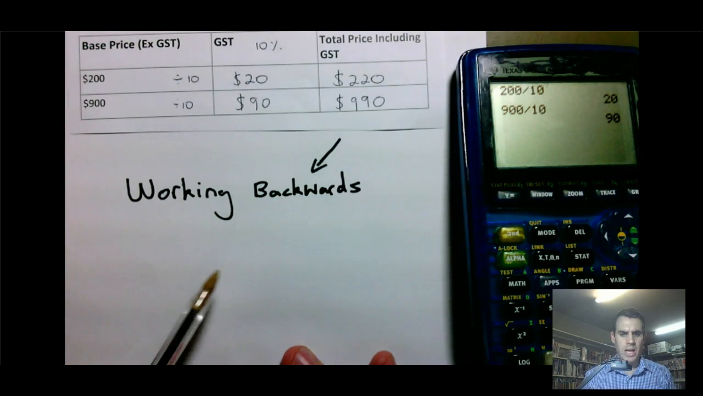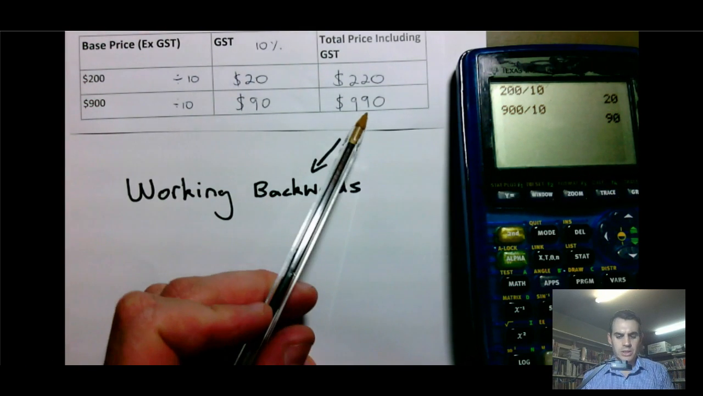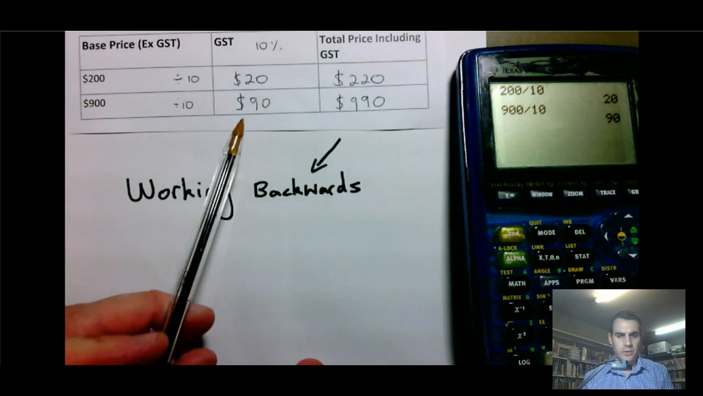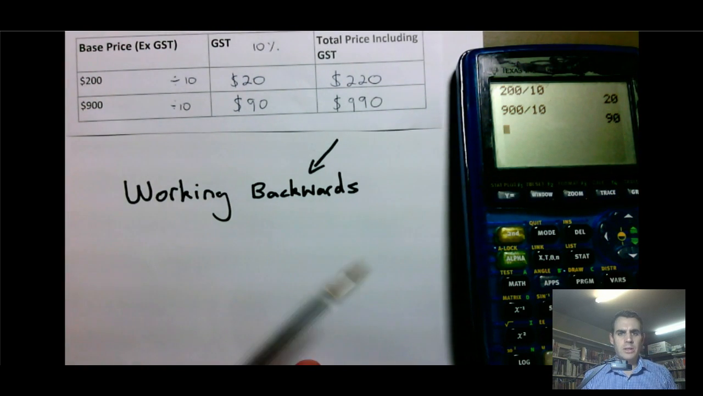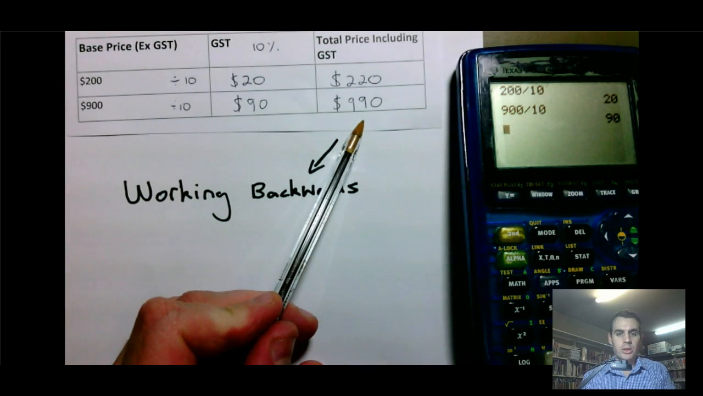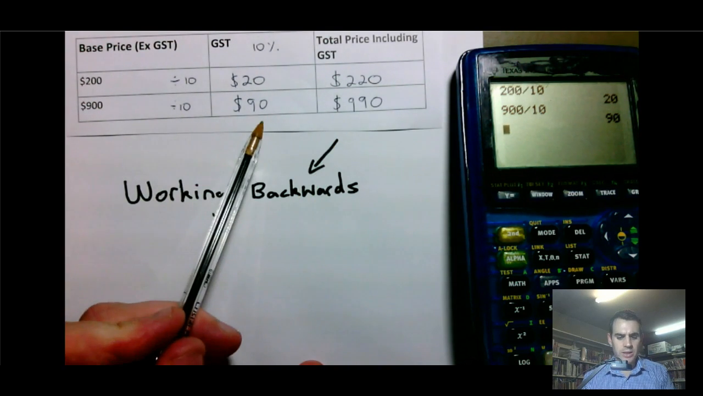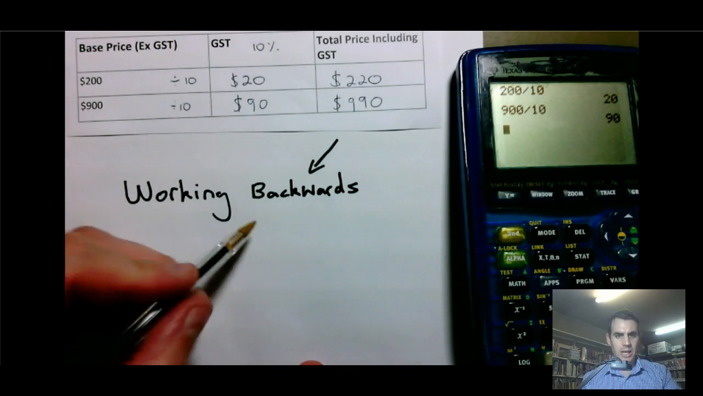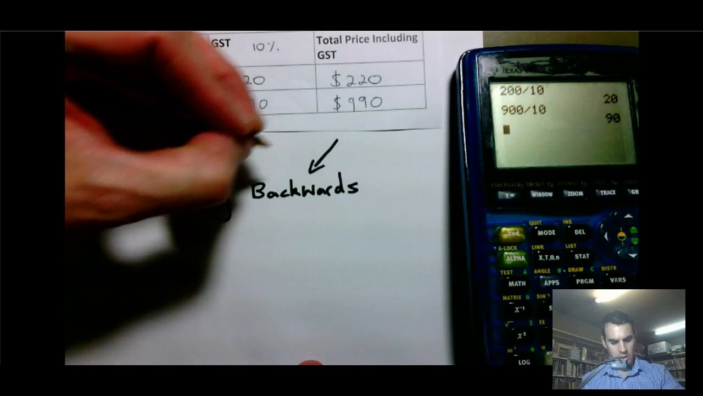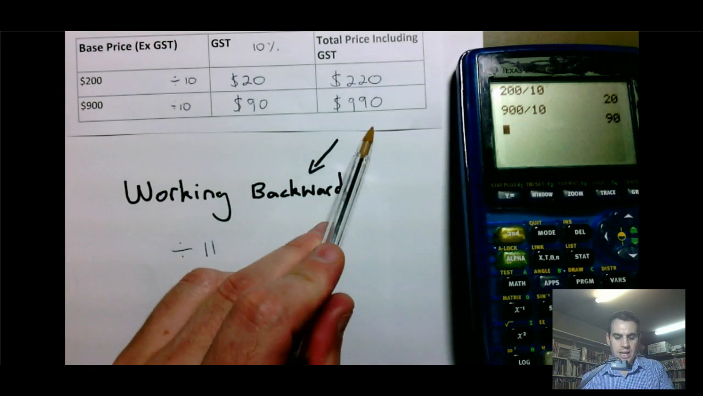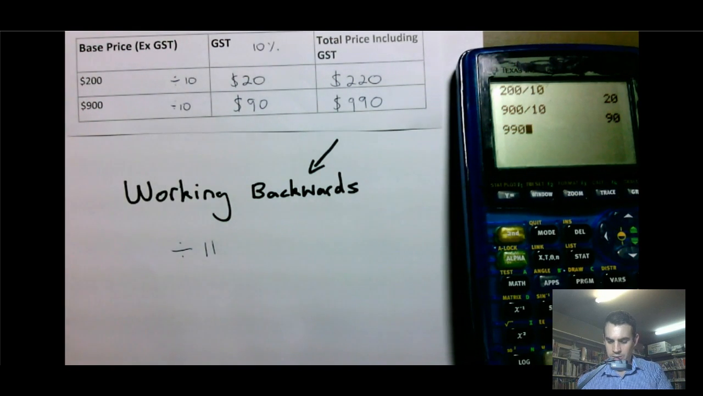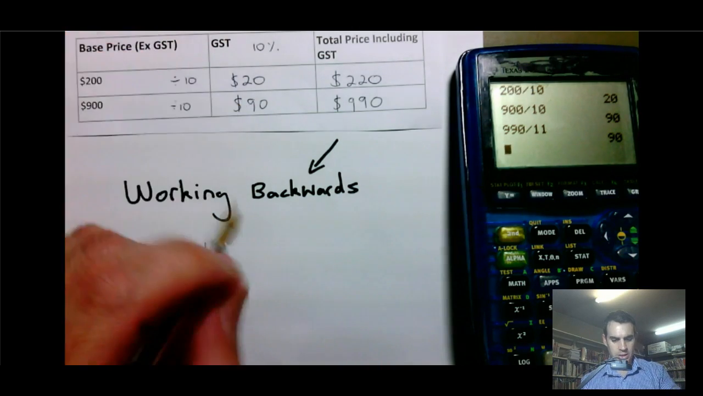What we're going to do now is we're going to work backwards from a GST inclusive amount to try to find the GST component. So most often when you see something being sold, it will include GST. So to find the GST component, what we have to do is we have to divide by 11. Let's test this now. If I go $990 divided by 11, I will get that $90.